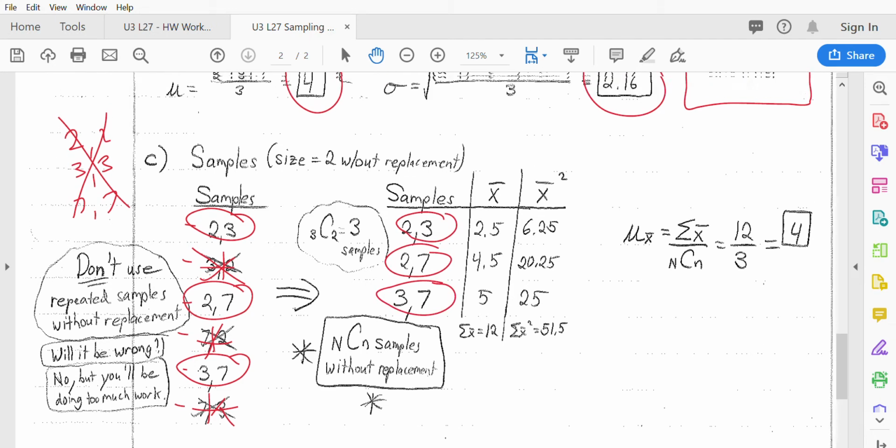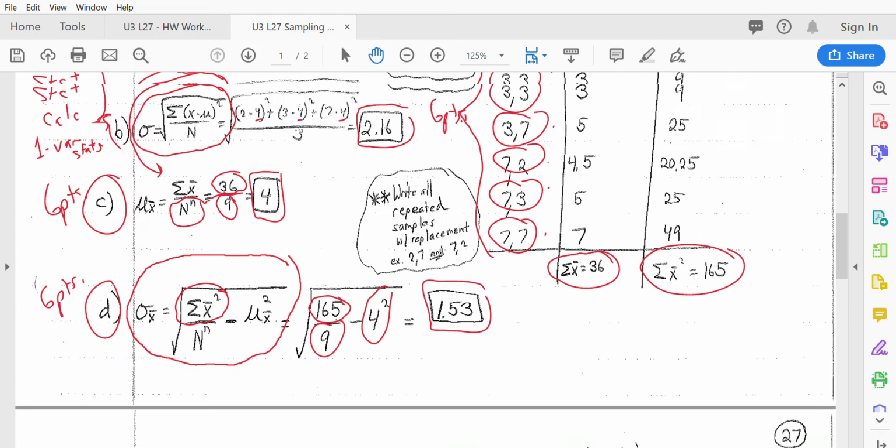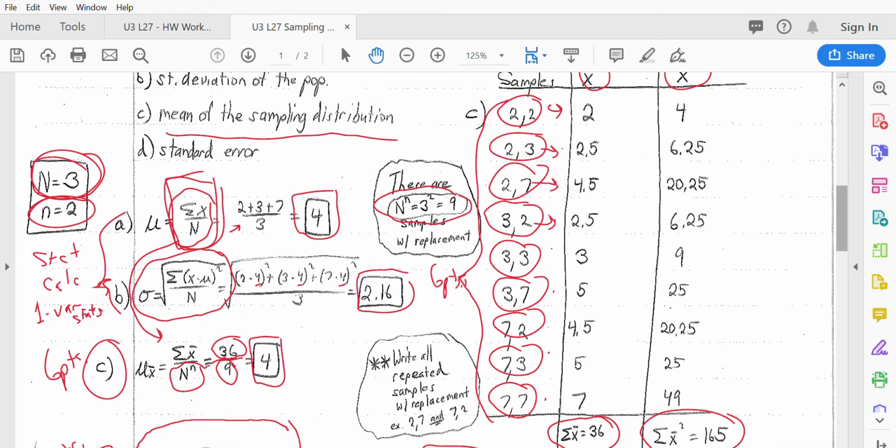Now, let me slide up back to sampling with replacement. I want you to notice something. When we sampled with replacement, we did write repeated samples. So I'm going to double circle this. Even though we sampled 2 and 7, we still wrote 7 and 2. And I wrote this in a box right there. Please write all repeated samples when drawing with replacement. The other reason I slid up here is because with replacement, the number of samples that you get is big N raised to the little n power. That's how many samples, or in this case, 3 squared or 9.